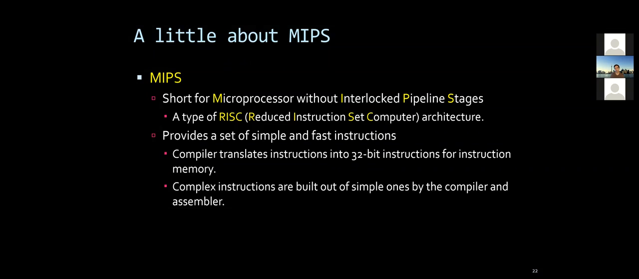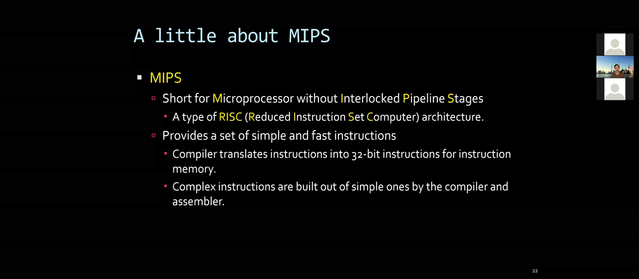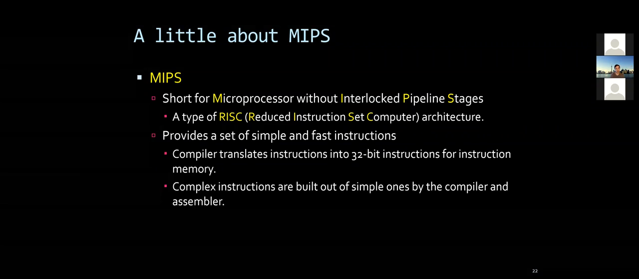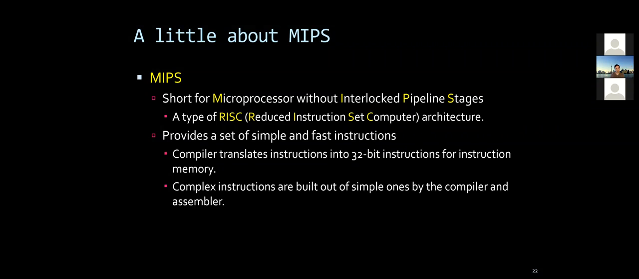RISC relies on the compiler a lot to do many optimizations to be efficient, while CISC architectures are much easier for the compiler because you can just map the whole loop into a single instruction. Okay, so MIPS is a RISC architecture.